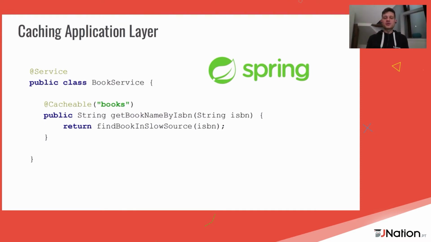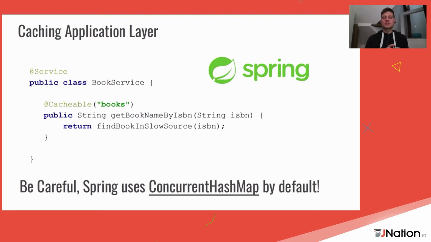But be careful, because for some reason Spring uses ConcurrentHashMap by default. So you're better off changing this to some other cache, like for example Guava.